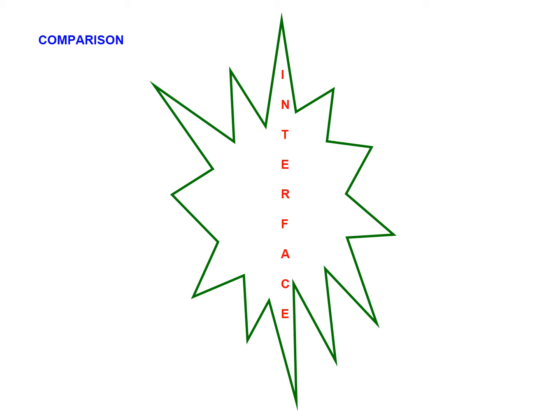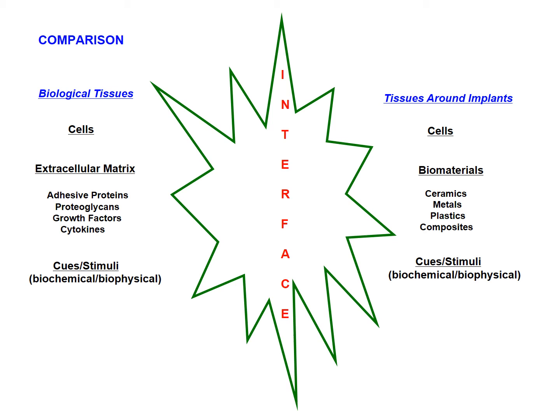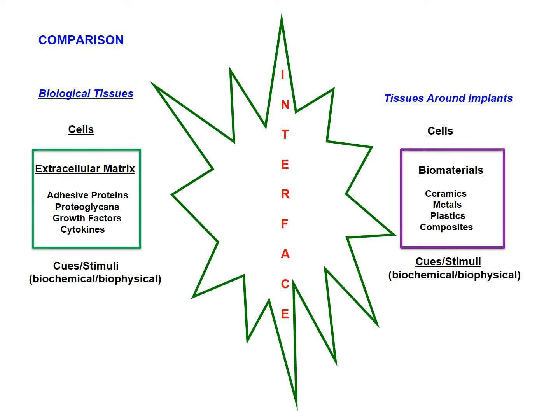Going back to that particular slide with the interface between the two worlds, the biological and the one surrounding tissues, we notice that the major difference between the two sides across the interface is the extracellular matrix. In the biological tissues, the extracellular matrix is now replaced in the tissues around implants by the biomaterials, the ceramic, metal, plastic, and respective composites, which are used to put together the implantable device.